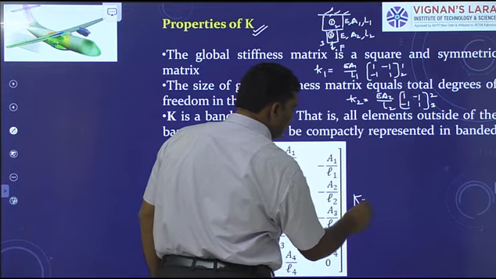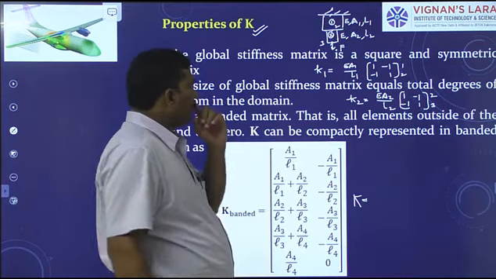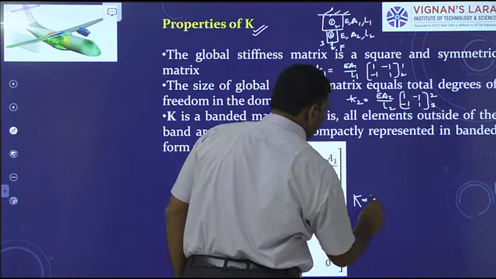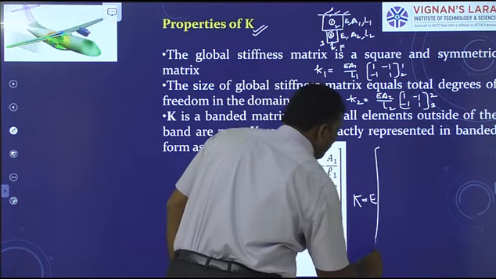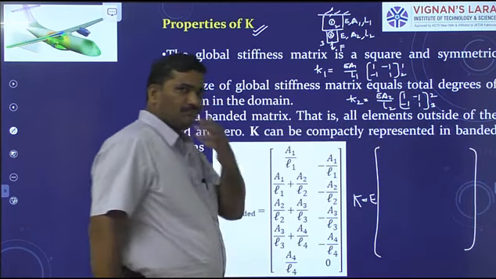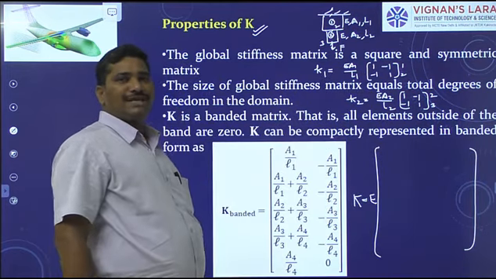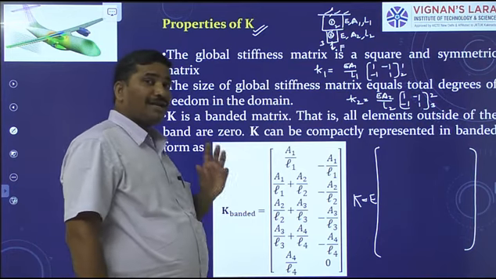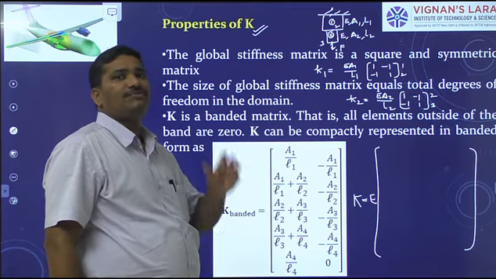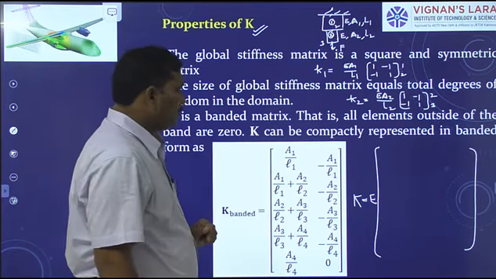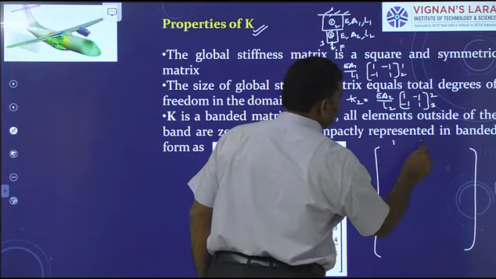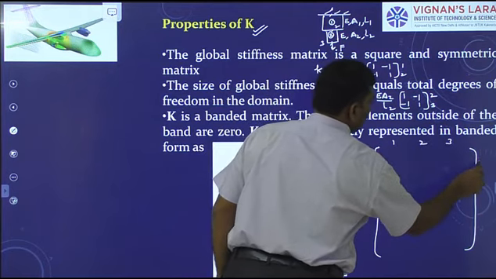Capital K equals, here Young's modulus is the same, therefore I keep it outside, E into. As I said, the global stiffness matrix here is a 3 by 3 matrix, because the size of the global stiffness matrix equals the total number of degrees of freedom of the domain. Right? Now, the corresponding degrees of freedom are Q1, Q2, Q3. Therefore, I write 1, 2, and 3 here.